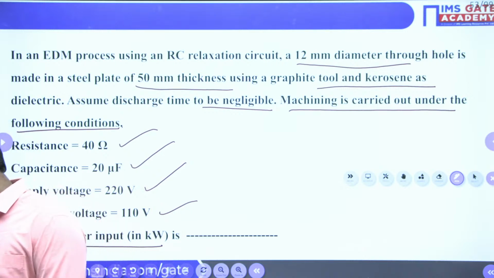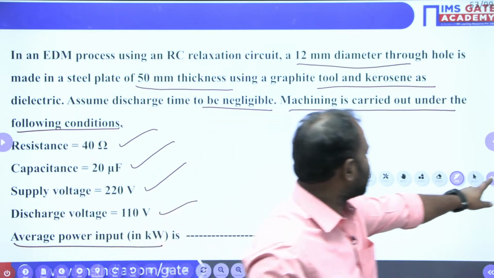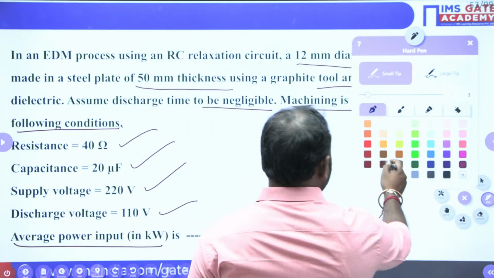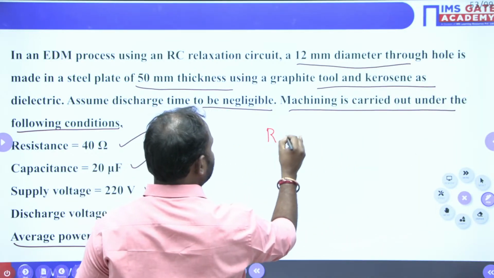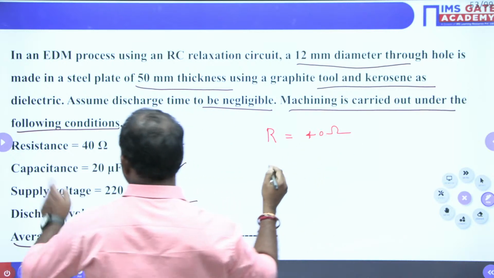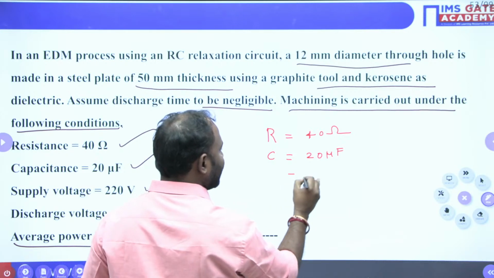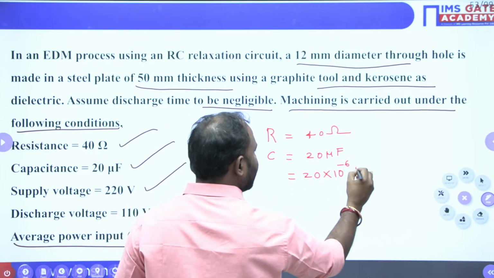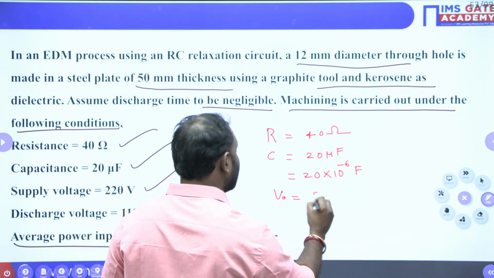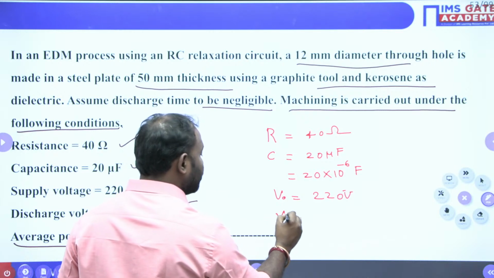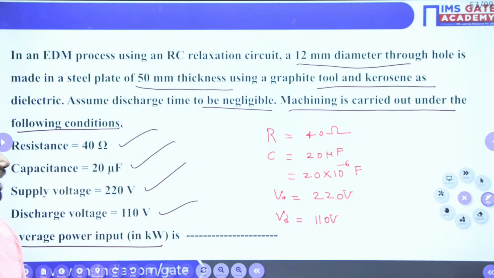Clear, everybody, guys? So now we have to find the average power input. What is the given data we are supposed to write? Let me write that. Resistance R is equal to 40 ohms. Next, capacitance is equal to 20 microfarad, and from here I can write it is 20 into 10 to the power of minus 6 farad. Next is supply voltage, so V0 is equal to 220 volts and discharge voltage VD is equal to 110 volts. Now what we have to find, guys? Average power input in an EDM process.